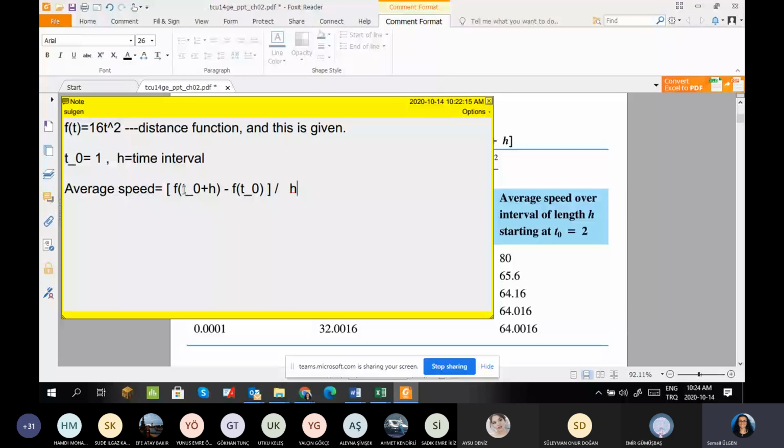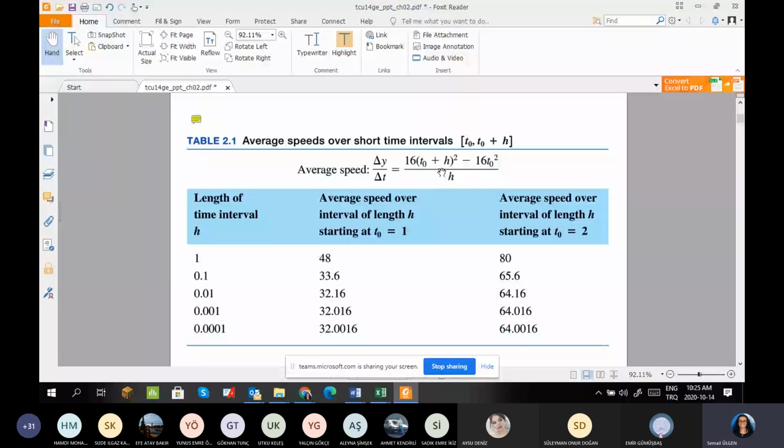T naught plus H is the next time that we calculate the distance, and T naught is the initial time that it starts moving. So this is the total distance traveled in h seconds or h minutes, whatever the unit is, over h that passed. This is the average. And then why do we have this formula, and why do we build this table?